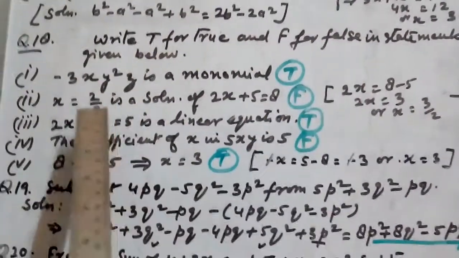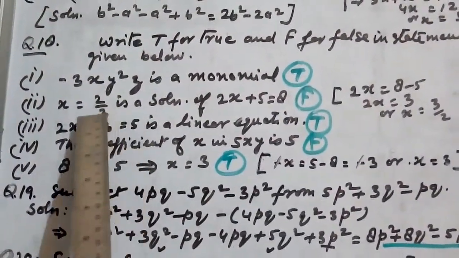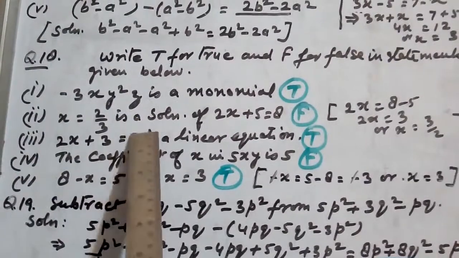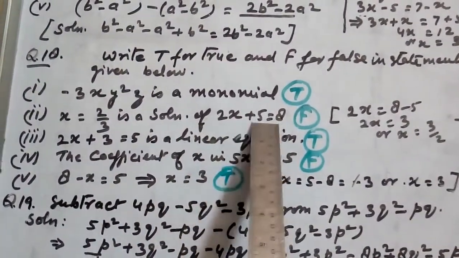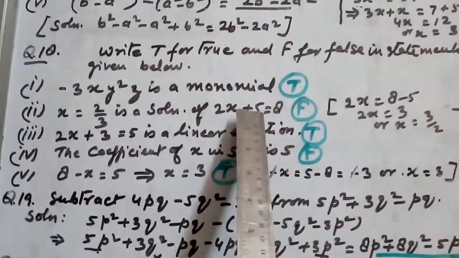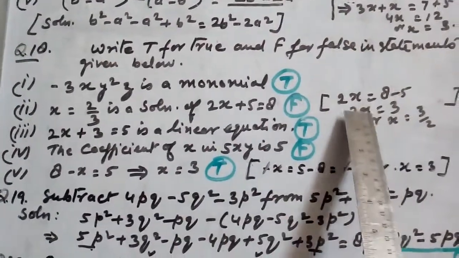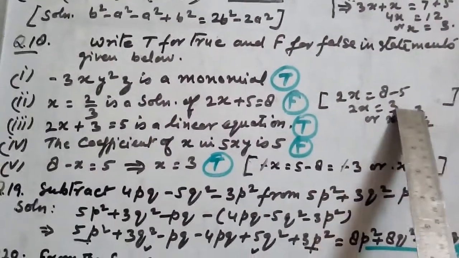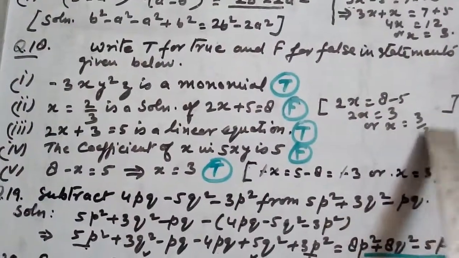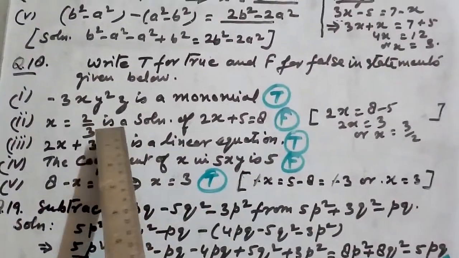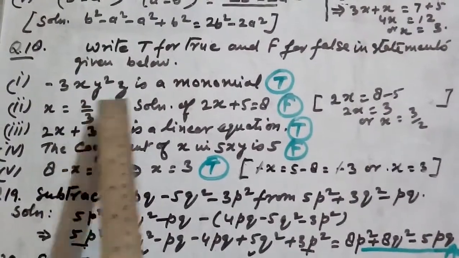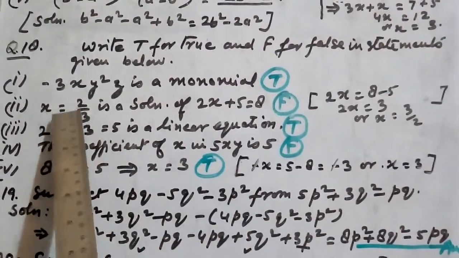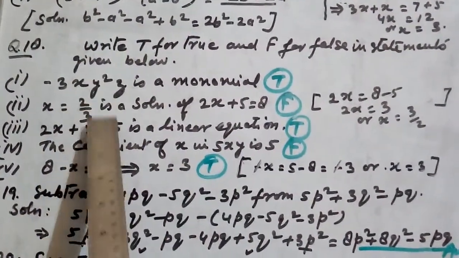True statement. Next part: x is equal to 2 upon 3 is a solution of 2x plus 5 is equal to 8. So we have to find the solution of this one. So 2x is equal to 8 minus 5, which is 3, or x is equal to 3 upon 2. And here the option given is 2 upon 3. So this is a false statement. Here x must be 3 upon 2, not 2 upon 3.